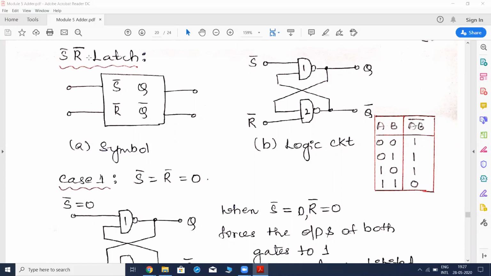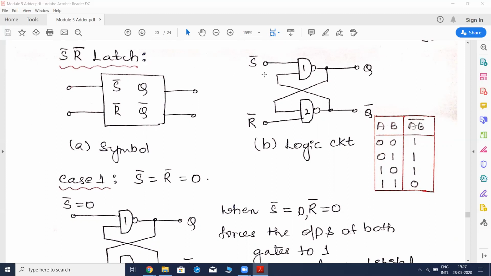From now onwards, whatever flip-flops or latches we are going to discuss, everything is constructed using NAND gates. It need not be that every latch should be constructed using only NAND gates. NOR gate latches can also be constructed, but from now onwards we are going to discuss with respect to NAND gates. So this is the basis for understanding the rest of the latches and flip-flops. That's why we'll discuss the S bar R bar latch.